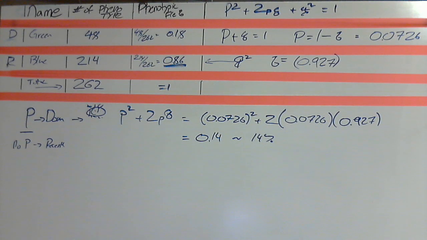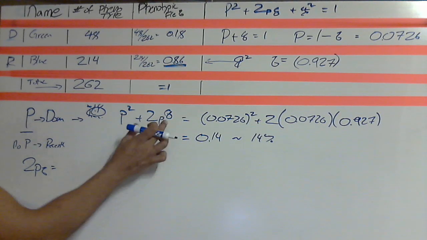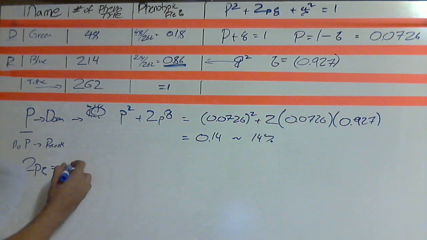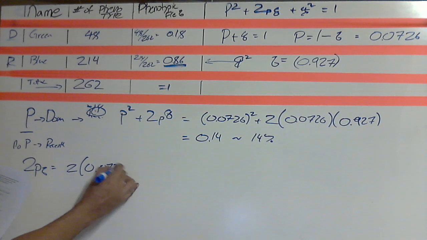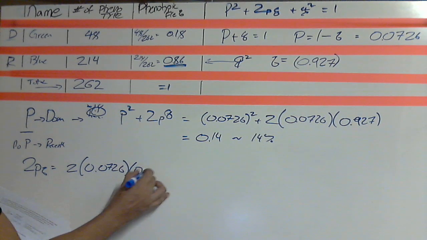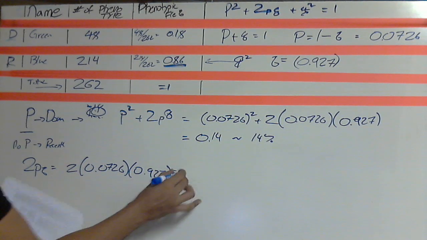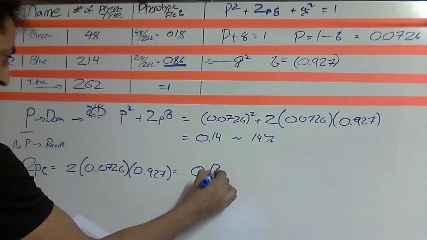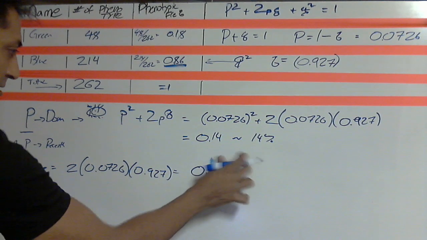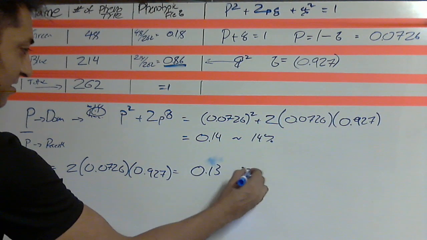Now, let's go ahead and talk about the heterozygous population. We can go into the heterozygous population by using the 2pq. So let's go ahead and do that. We actually already have that right here. We have 2pq right here: 0.0726 times 0.927, and that should equal 0.13, or 13%.